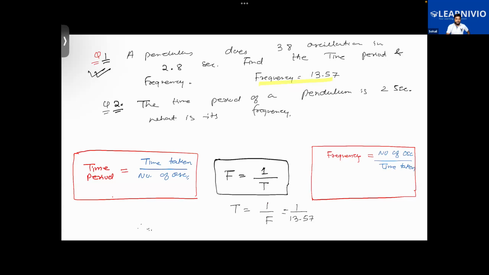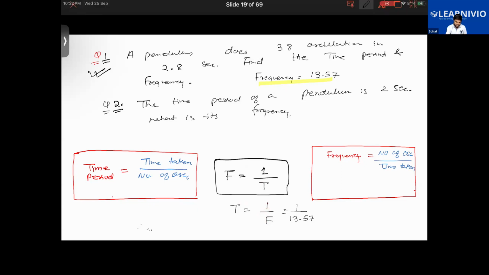It's very simple. Yes, there's only 2 seconds, but we know about the relation also now. Just right now, I explained this. The question says the time period of a pendulum is 2 seconds. What is its frequency? So if out of time period and frequency any one thing is given, you can find the other very easily. Like for question number one, you calculated the frequency, so you can easily calculate the time period, because whether I say frequency equals 1 upon time period, or time period equals 1 upon frequency, it's the same thing.